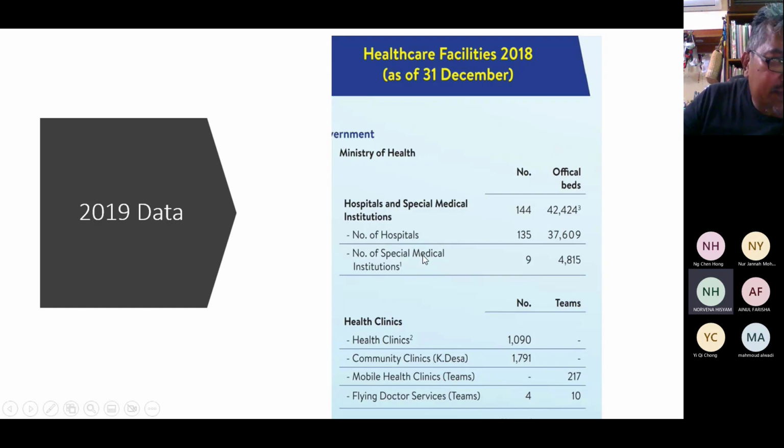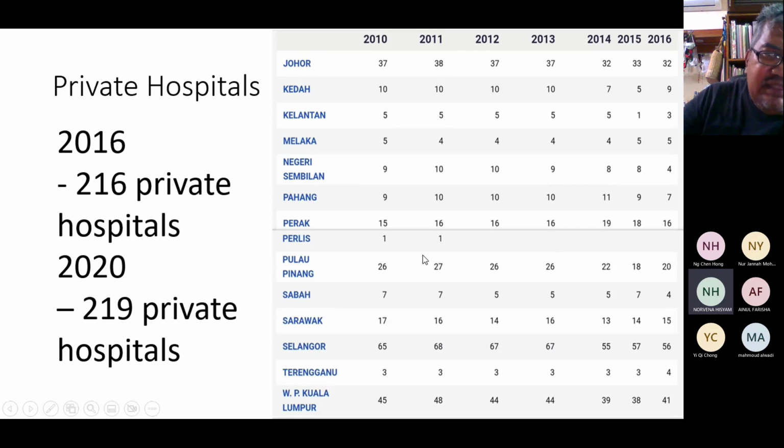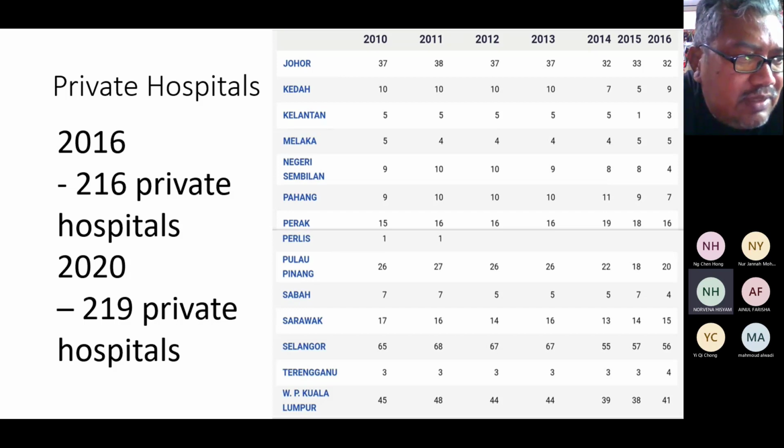How about the private side? Private side, we have hospitals numbering about 219 nowadays. And the distribution of the private hospitals are very much focused at urban areas. So where are most of the hospitals? They are in Selangor. If you look in Selangor, our number of private hospitals is 56. For Kuala Lumpur, the small Kuala Lumpur, they have 41.